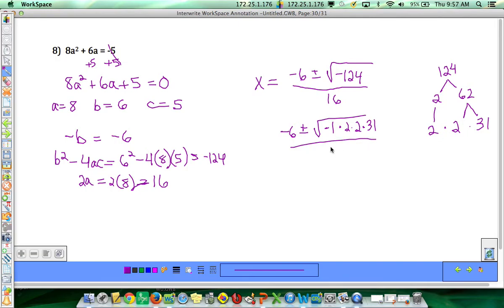all over 16. Okay? So now remember our rules for simplifying square roots. I can pull this out, that equals i, and this is a pair. So remember, pairs go outside to play. This one stays underneath. So when you pull out this, I have an i and I have a 2. 2i goes on the outside, and the square root of 31 stays underneath.